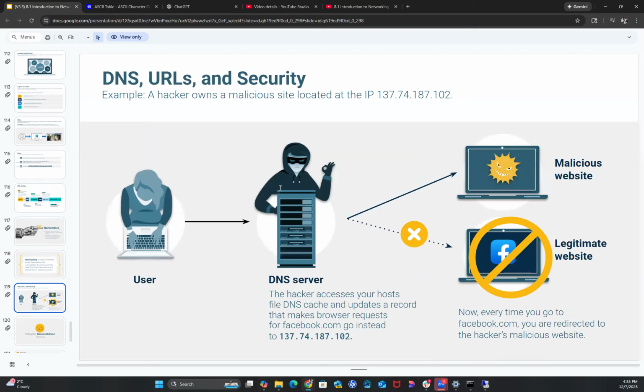But the hacker accesses your hosts file or DNS cache and updates a record that makes the browser request for facebook.com go instead to 137.74.187.102. Now every time you go to facebook.com, you are redirected to the hacker's malicious website. You never actually go to the real Facebook. So now you understand every place is very, very serious.